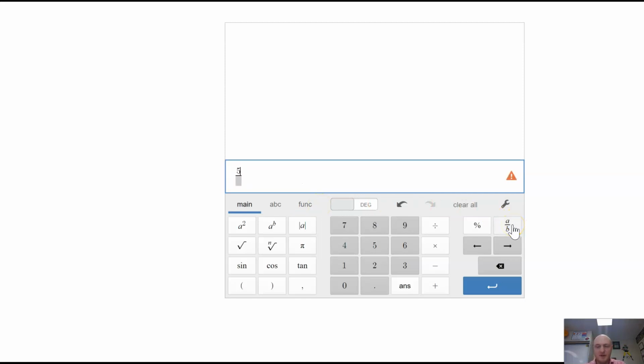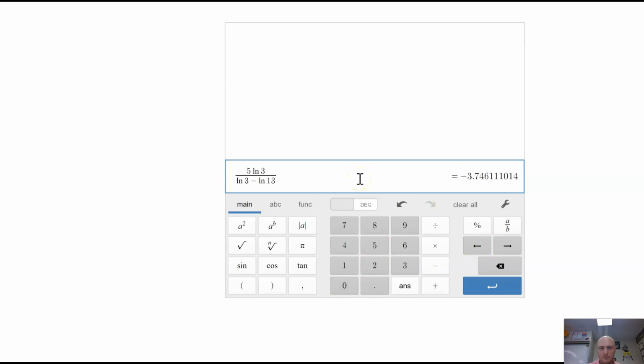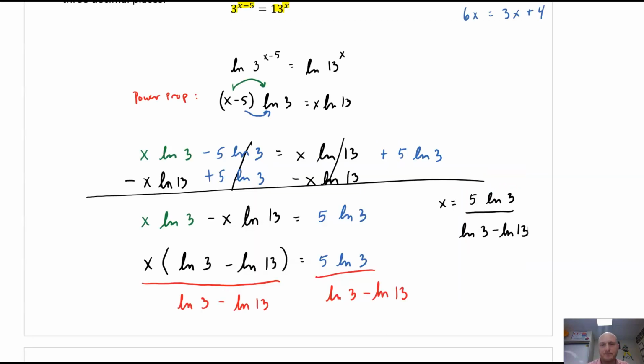Now we need to go ahead and compute the approximate solution. So that was 5 natural log of 3 divided by natural log of 3 minus natural log of 13. And we get negative 3.746. Oh, negative 3.746. Okay, 3 decimal places.